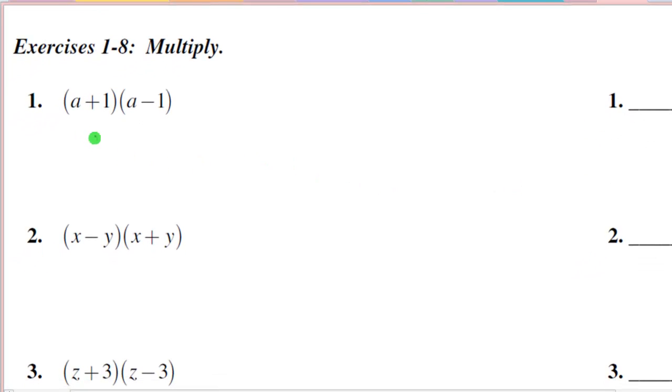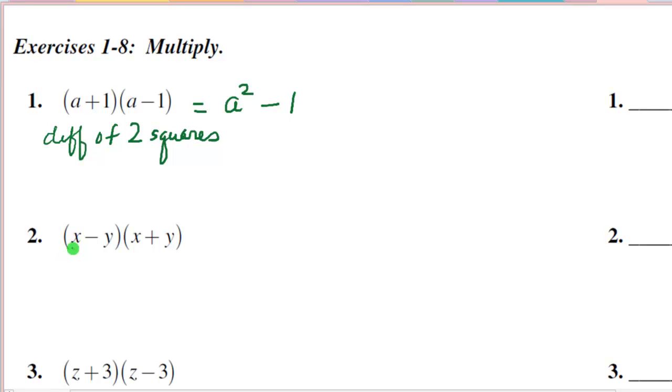Okay, so the first example has a plus 1 times a minus 1. You may recall that this kind of format is our difference of two squares. Special product, which means that our answer is going to be this guy squared, a squared, minus 1 squared, which is 1. The middle terms are going to cancel if you fill that out. Okay, so there's our answer.